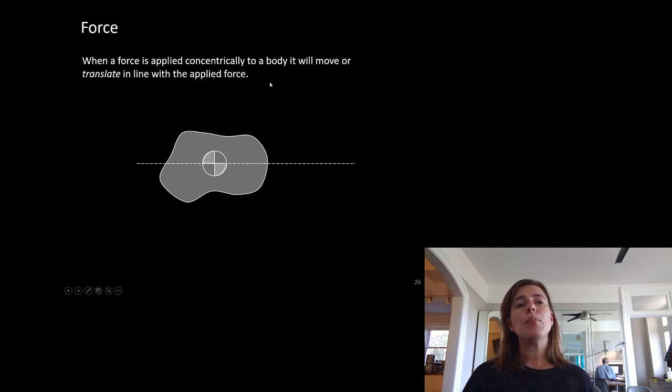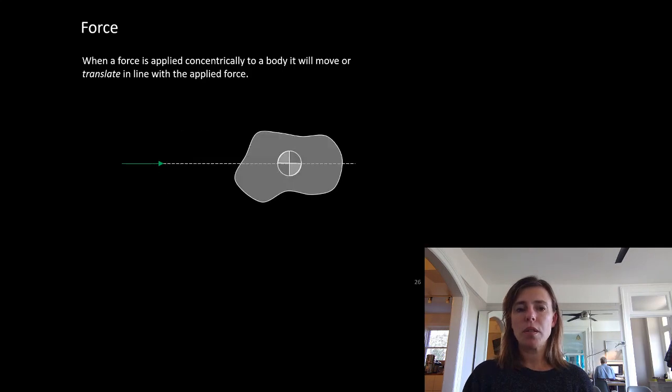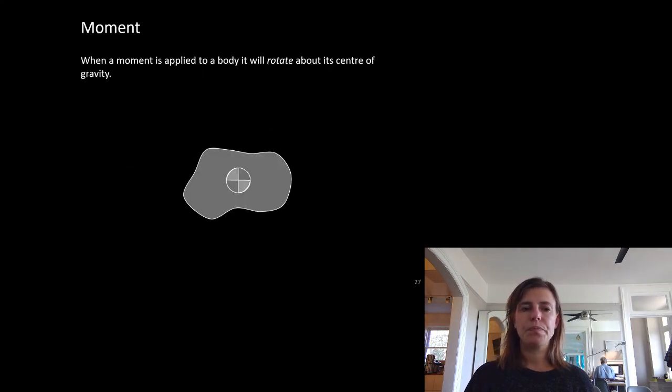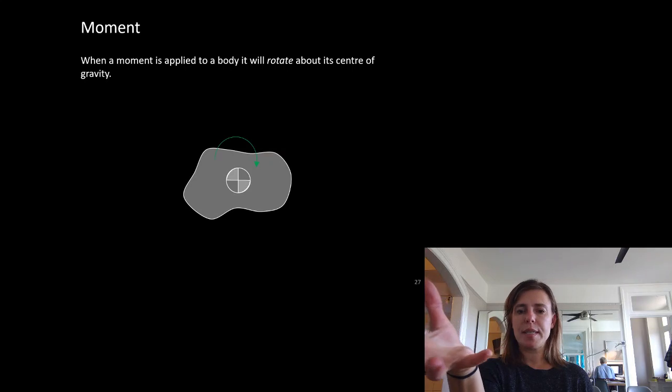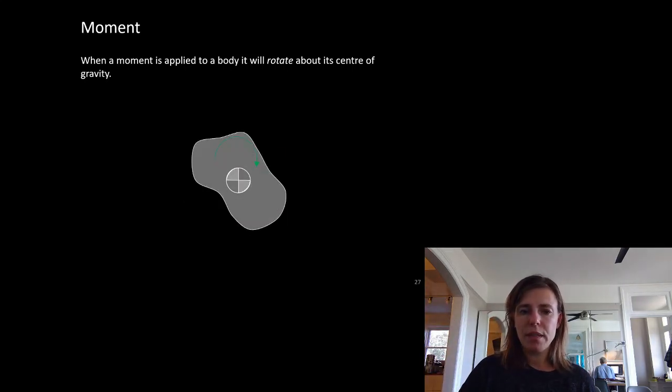When force is applied concentrically to a body, it will move or translate in the direction of the applied force. So if we put a load directly through the centroid, that object will translate, it will slide, it will move. This is assuming there is no reaction holding it in place. So we apply a force, object moves. If we apply a moment about a centroid, it's talking about making the object spin. So we apply a moment and the object spins.